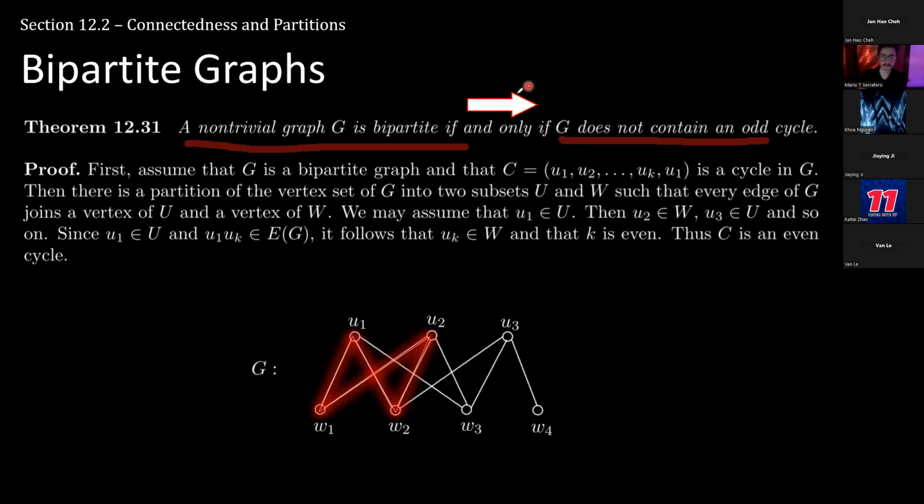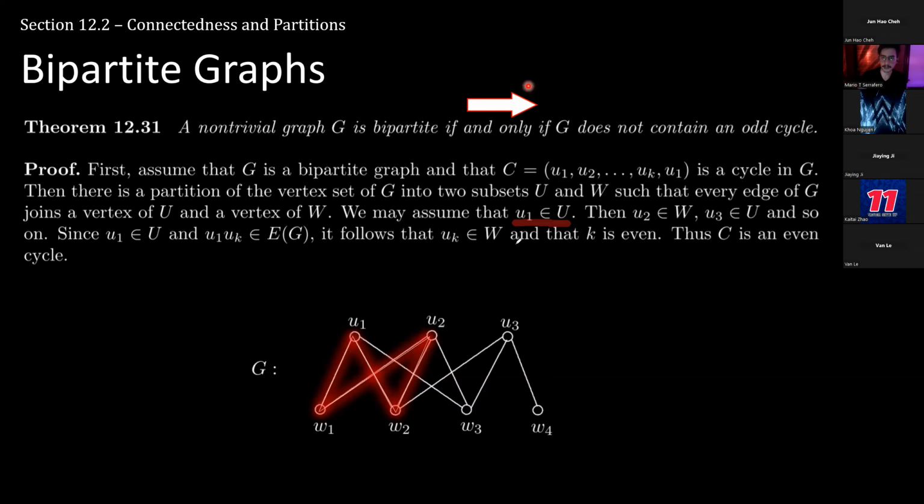Okay. Since G is bipartite, there's a partition of the vertex set of G into two sets U and W, such that every edge of G joins a vertex of U and a vertex of W. This is just the definition of bipartite. Now let's look at what happens. Suppose that U1 belongs to one of the sets.